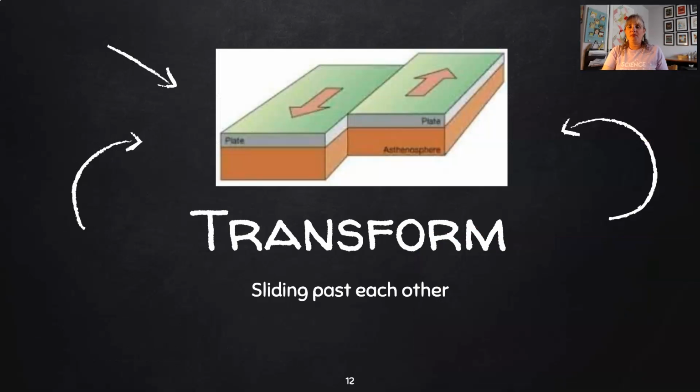The next type of plate boundary is called a transform, where plates are sliding past each other.